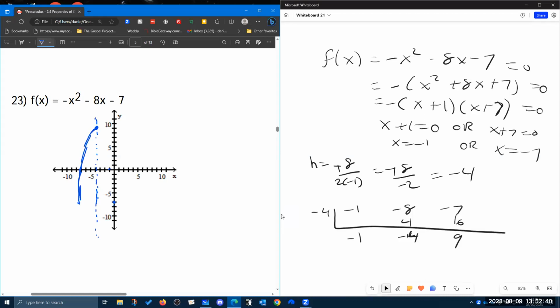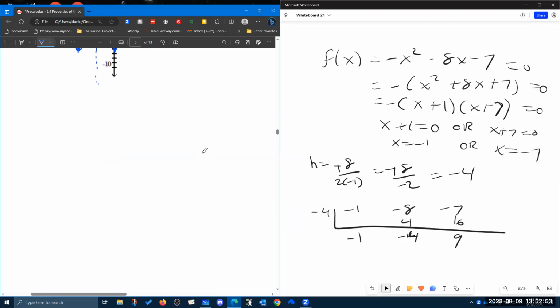This one's going to open down because the leading coefficient is negative. And it's going to go kind of like so. Again, these are just sketches, not perfect graphs.